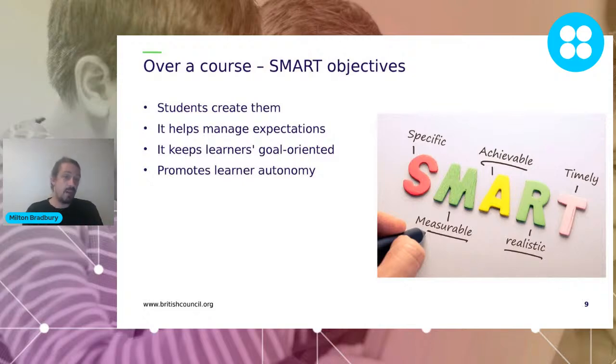And finally, it promotes learner autonomy. Once learners are able to create smart aims and analyze and identify whether they achieve them or not, they will continue to do so because it's very motivating. And once learners can start creating their own smart objectives outside of the class, in terms of learning, that's real autonomy, that's real independence, and that's what we should be striving for. Next slide, please.